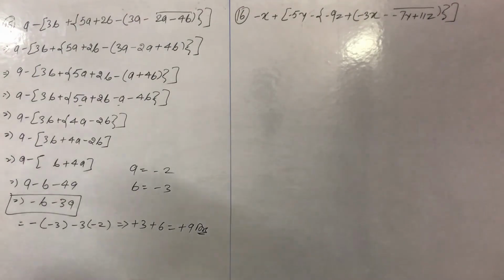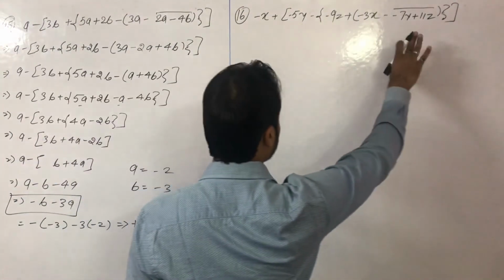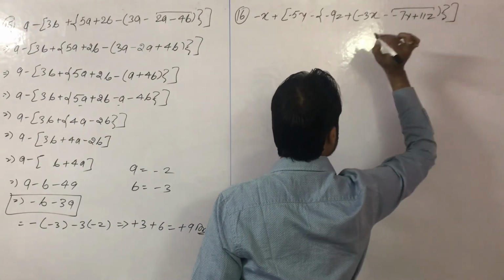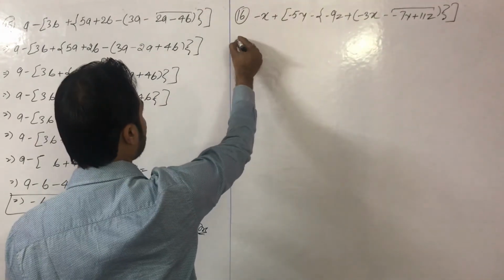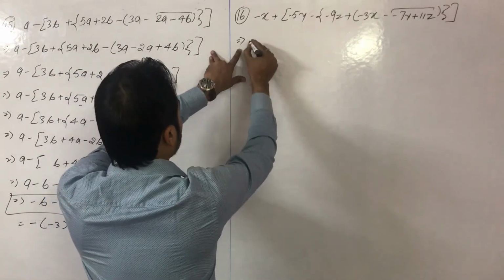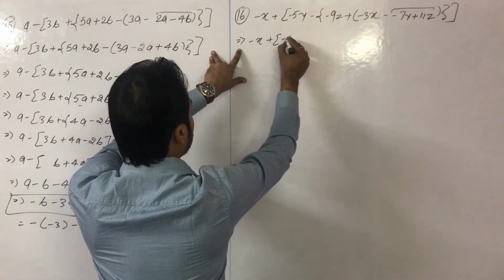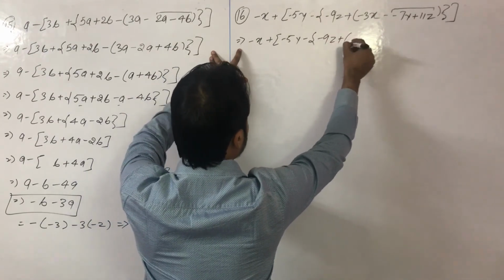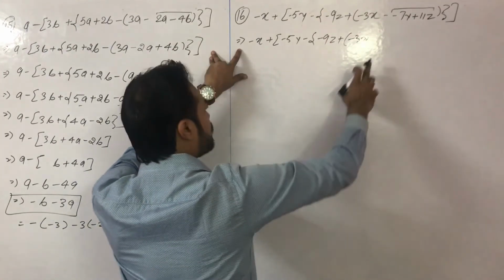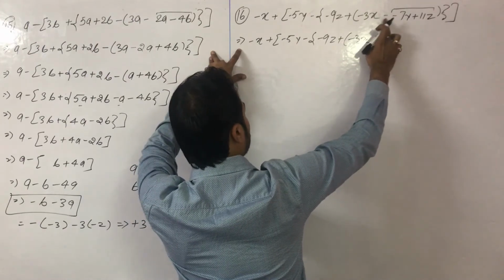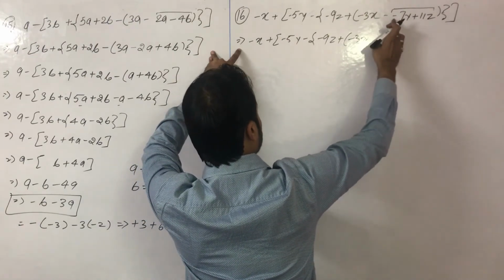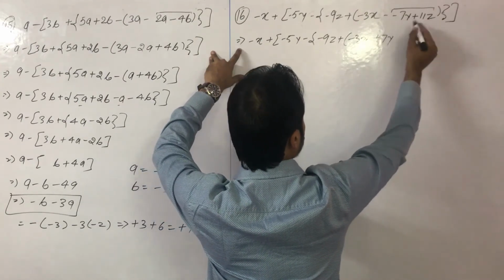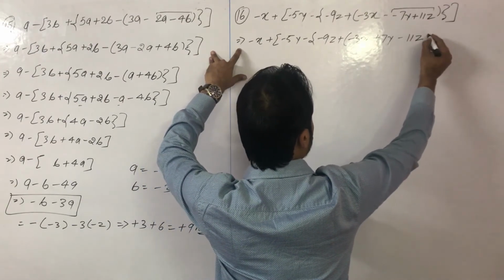Similarly, problem number 16, again we have many brackets. We'll start with this bracket, these are limits, and then we'll solve the other brackets. So minus x plus minus 5y minus 9z plus minus 3x. Now minus minus, so before bracket minus, and for the term negative sign, minus minus plus 7y and minus plus minus 11z.